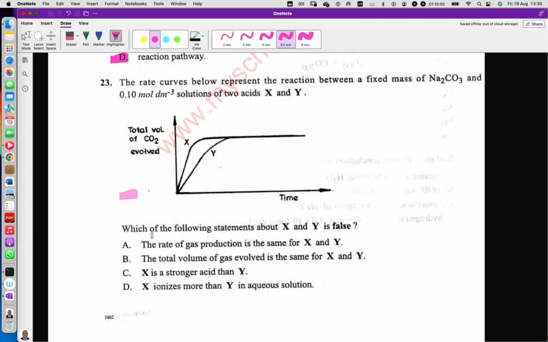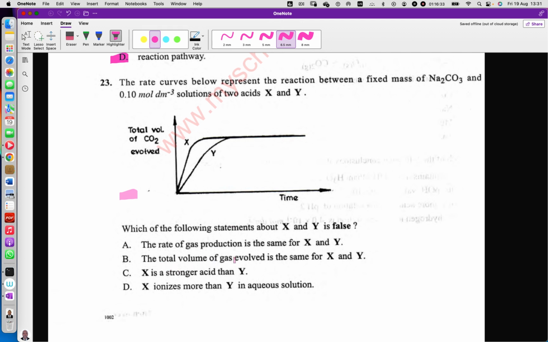So let's go to our question. Which of the following statements about X and Y is false? The rate of reaction, the rate of gas production is the same for X and Y. It is not the same. I said the rate here is faster and the rate here is slower. But at the end of the day, they will have the same amount of gas produced. The rate of reaction of X is the same for X and Y? No. I will start thinking of A as a false answer.